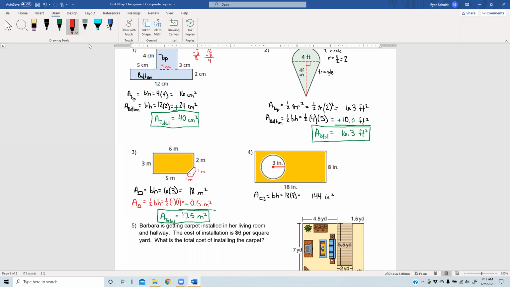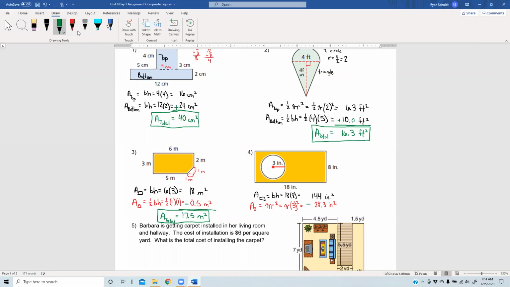Then we have this circle that someone cut out. That's going to be pi r squared that we're cutting. So pi, our radius is 3. At least they were nice enough to give that to us, squared. So we want to put pi in our calculator, but I only want 1 decimal place. So that's going to be 28.3 inches squared.